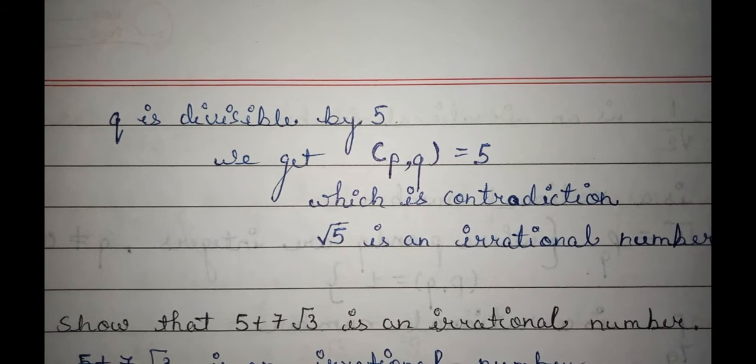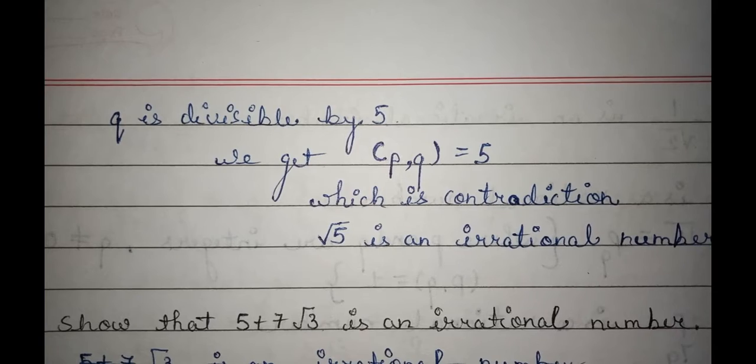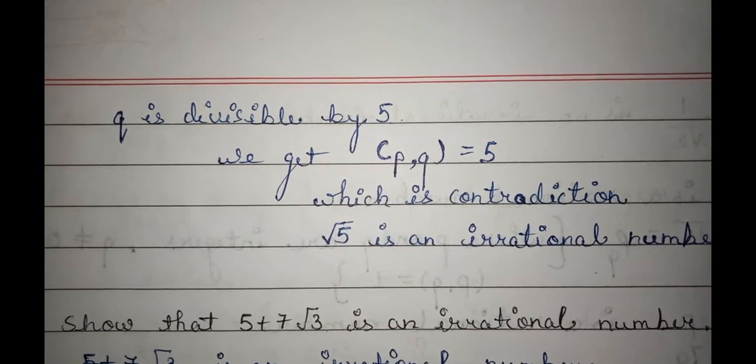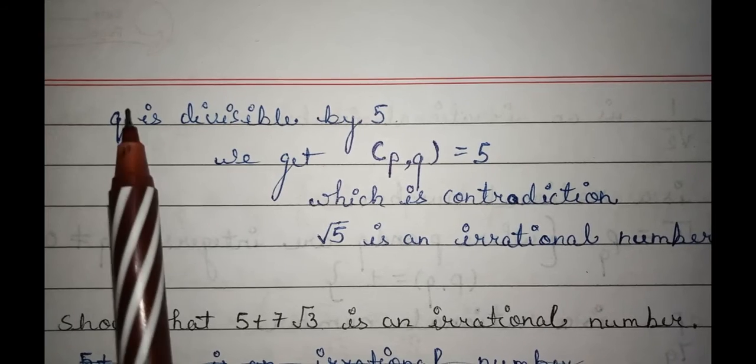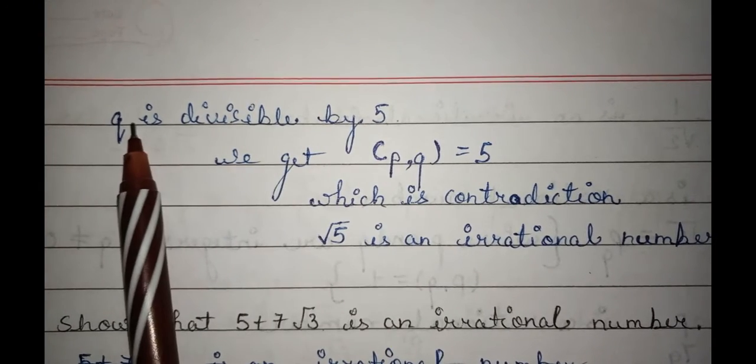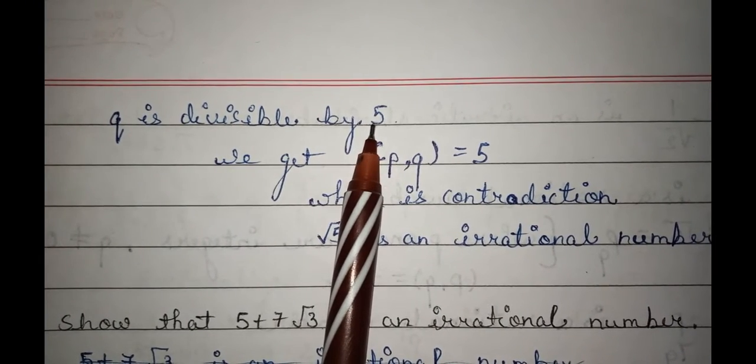Now according to the theorem, if the square of any number is divisible by a prime number 5, then that number should also be divisible by 5. So if q squared was divisible by 5, then q must also be divisible by 5.